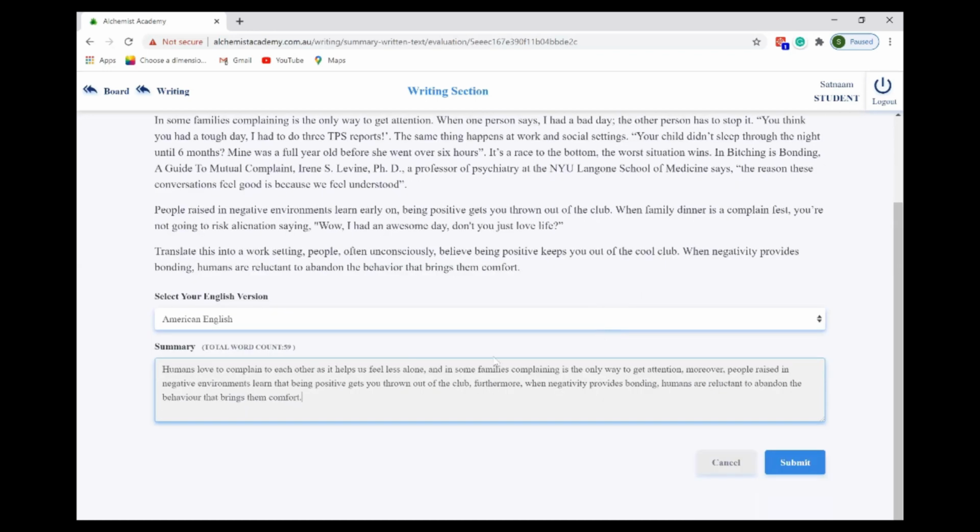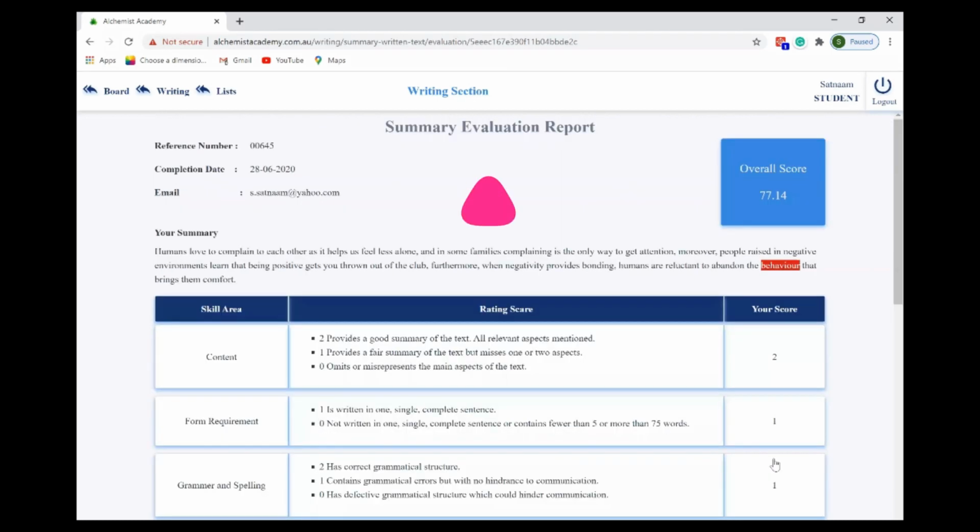All right, so let's read it again. Humans love to complain to each other as it helps us feel less alone, and in some cases complaining is the only way to get attention. Moreover, people raised in negative environments learn that being positive gets you thrown out of the club. Furthermore, when negativity provides bonding, humans are reluctant to abandon the behavior that brings them comfort. Fair enough. Let's evaluate and see what scores we get. Oh, 77. Why is that?